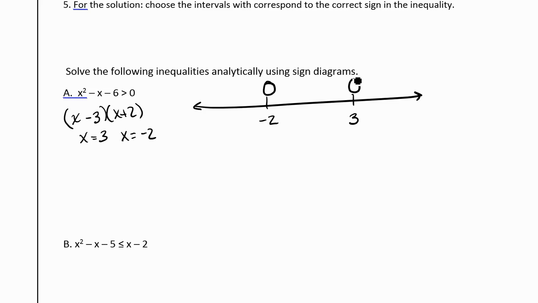Now to choose test values, we're going to choose something less than negative 2. So we could choose like negative 3. Then something between negative 2 and 3, which we could use 0. That'll be our test value. And then something bigger than 3, we could choose 4. So what we're going to do now is put those values in.